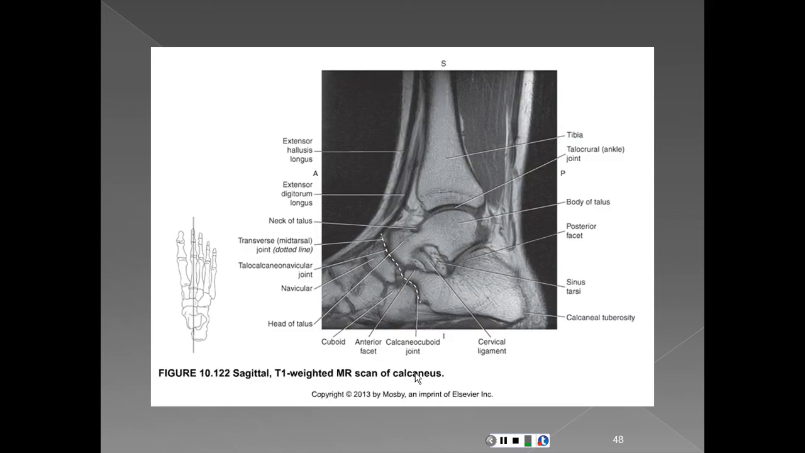T1 with an MRI scan of the calcaneus. Calcaneus. Good picture of the talocrural joint, the ankle mortise, tibia, extensor hallucis longus tendon coming down right there. Good picture of the navicular bone right there. Again, a good picture of the cuboid bone.